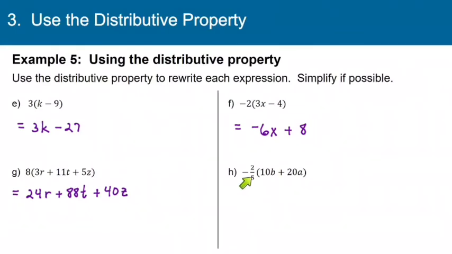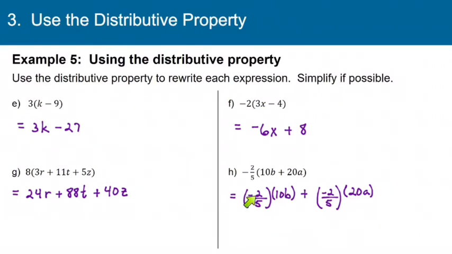Okay, now on part H, we have negative 2/5 times 10b plus 20a. So what we'll do is we'll multiply negative 2/5 times each of these two things inside the parentheses. So I'll have negative 2/5 times 10b plus negative 2/5 times 20a. And now we'll go back and perform each of these multiplications. But before we do the multiplication, we will try to simplify the fraction so that the denominator possibly goes away.